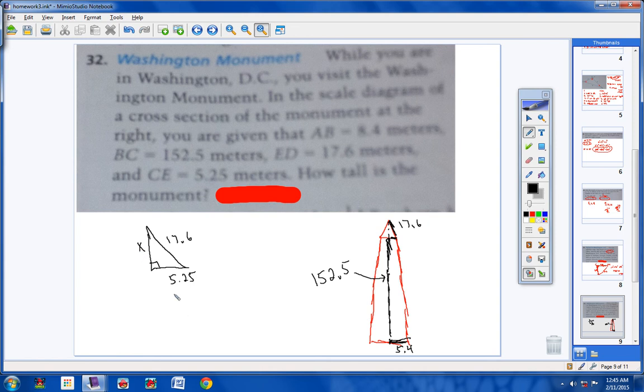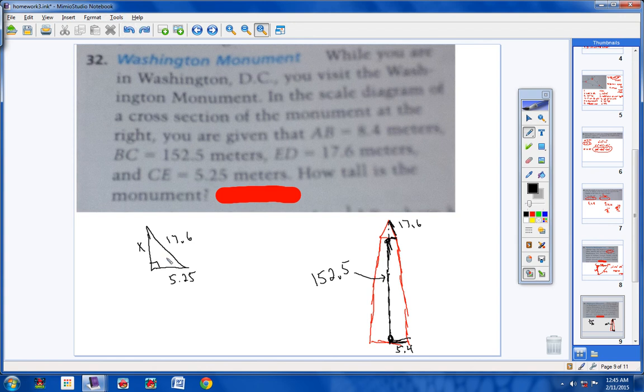If I find, you say, why would you find that mystery height? Because it says, how tall is the monument? So I want to know the height from here to here. Well, I already know that. Then find this little height here. Then add the two together, and you have the total height. Okay. So this is Pythagorean Theorem.